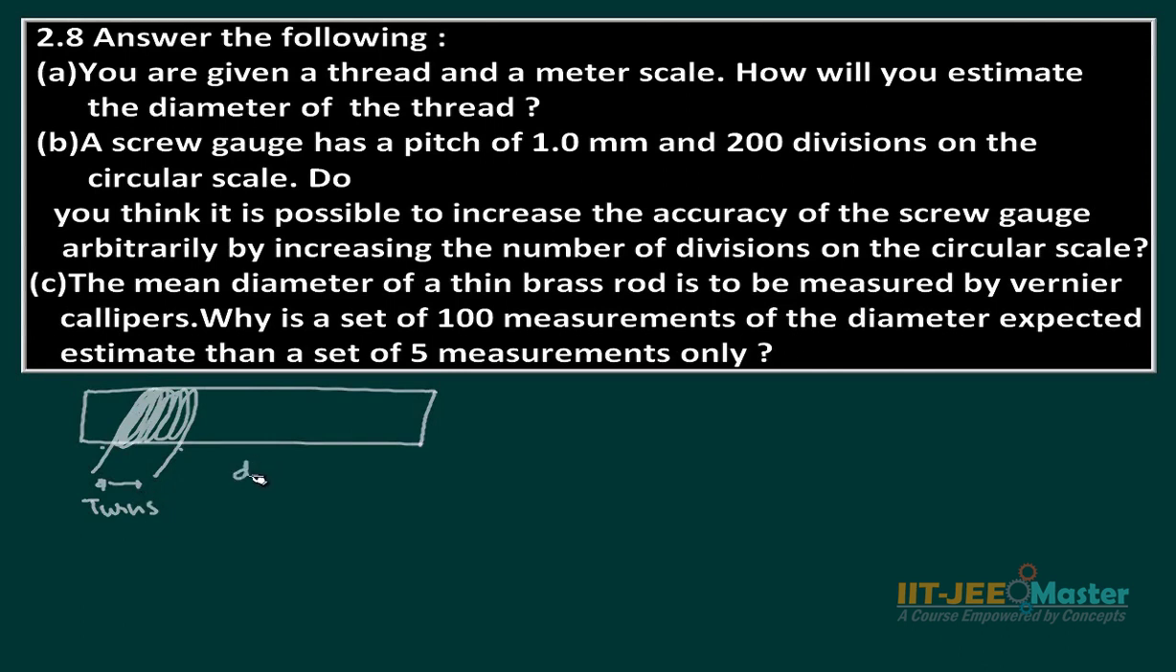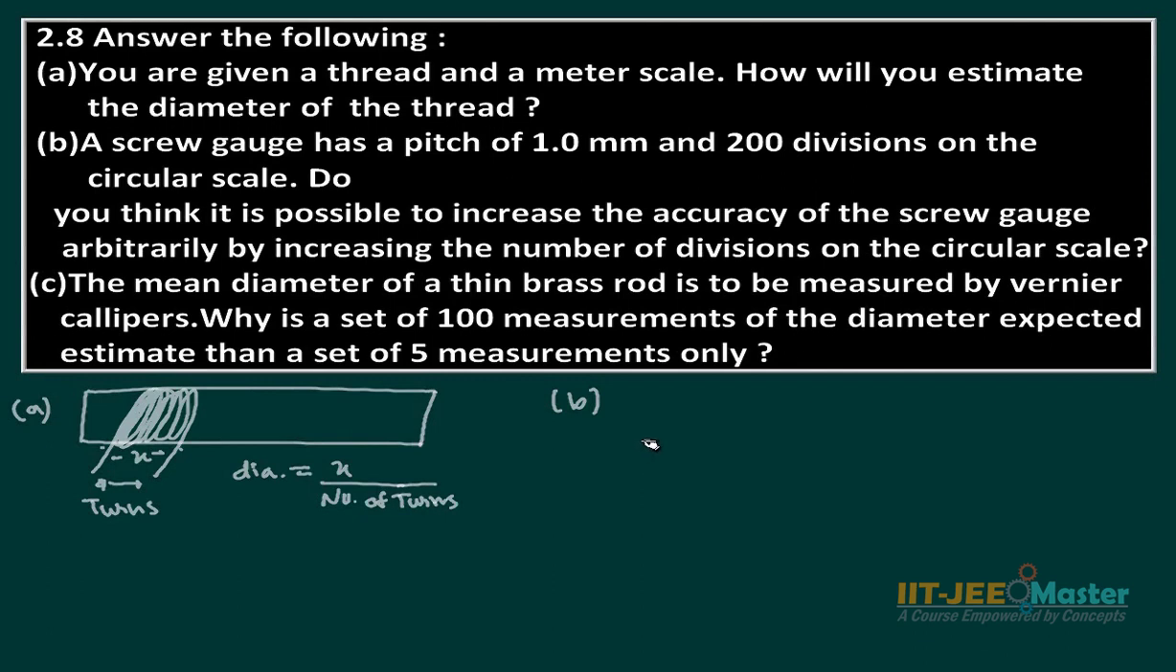You'll get diameter as the measurement. Suppose this measurement is x divided by number of turns. So this is the answer of part A. Part B. A screw gauge has a pitch of 1.0 millimeter and 200 divisions on the circular scale. You think it is possible to increase the accuracy of screw gauge arbitrarily by increasing the number of divisions on the circular scale?